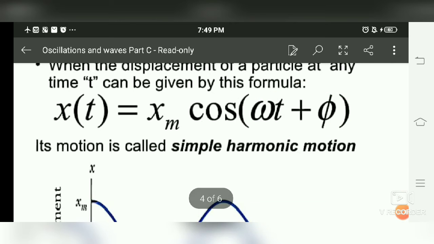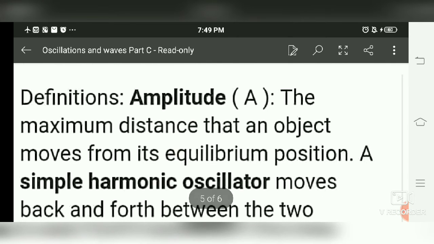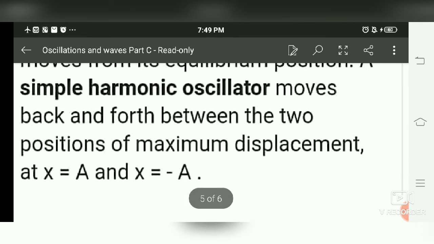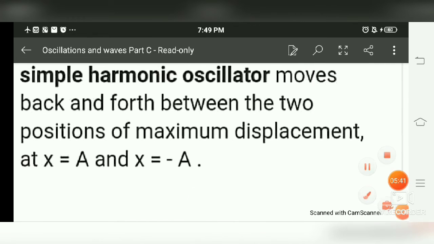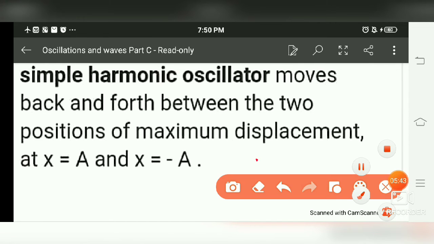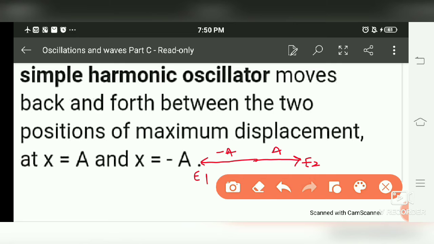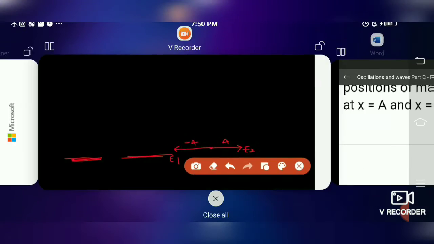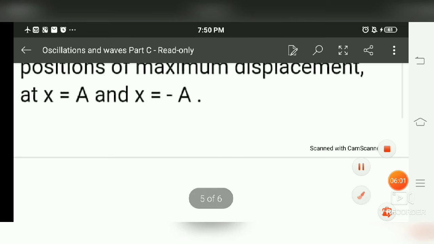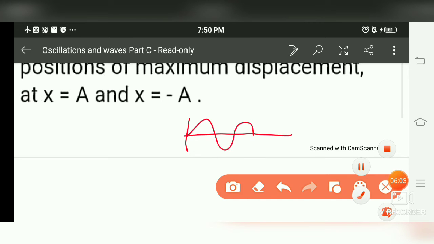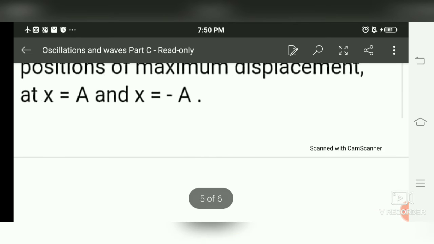Now amplitude is what? Amplitude is the maximum distance it can move from its mean position. Say if this is the mean position, the maximum distance to E1, let it be minus A in this direction, and to this side E2, let this be A. So the maximum amplitude is A and minus A. In the case of the wave, if we consider, this is the amplitude. This is the plus A, this is minus A.